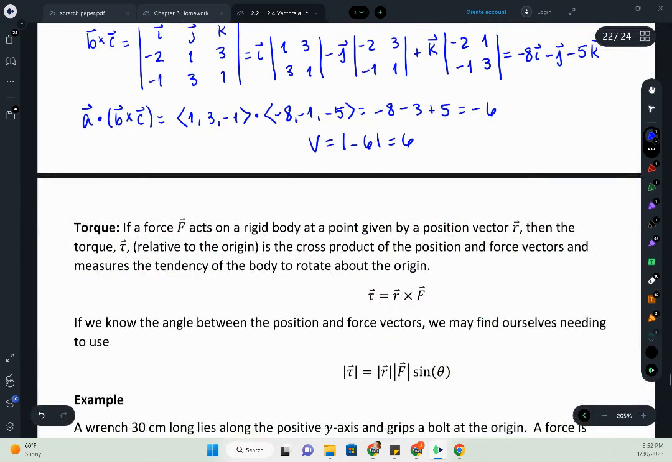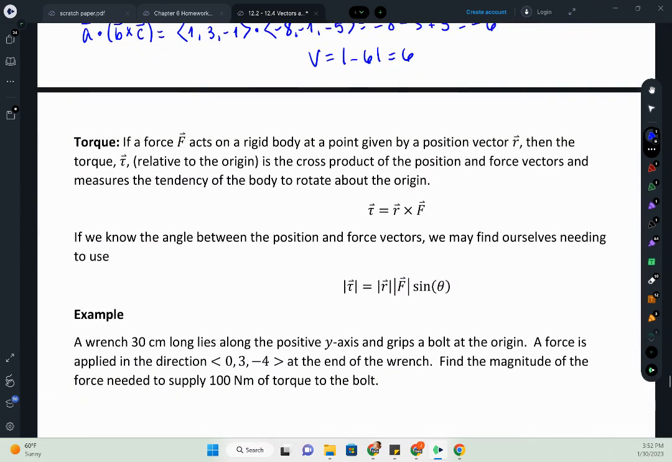All right, next application is torque. So if we have a force and it's acting upon a rigid body, that just means a body that's not moving, right? It's not going anywhere. And it's acting on a rigid body at a point that is given by a position vector r. Then the torque, that's a tau, that's relative to the origin, is going to equal the cross product of the position and force vectors, and it will measure the tendency of the body to rotate about the origin.